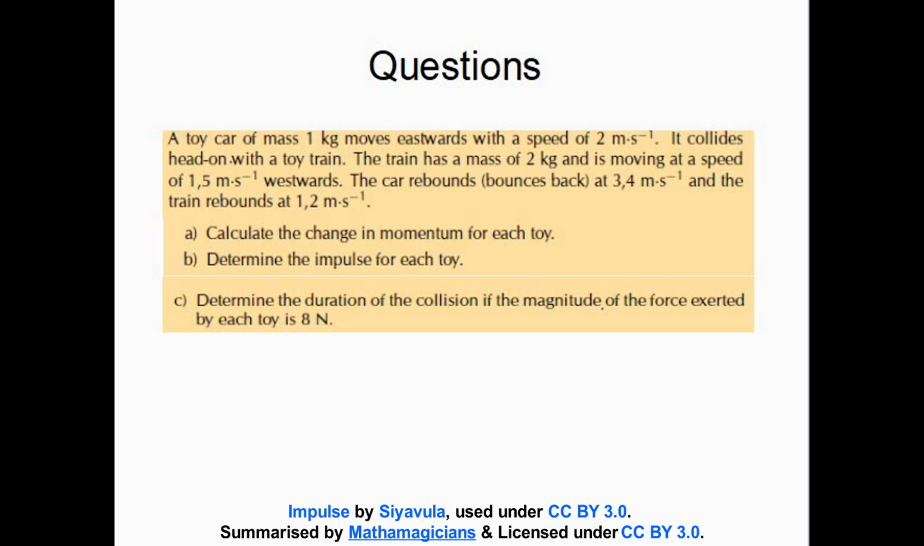Now C, the final question, says: determine the duration of the collision if the magnitude of the force exerted by each toy is 8 newtons. So let's read that question again to get some more clarity. Determine the duration of the collision if the magnitude of the force exerted by each toy is 8 newtons. So each toy exerts the same force.